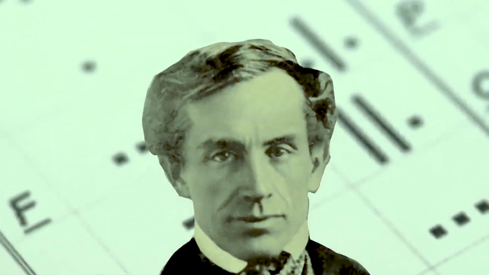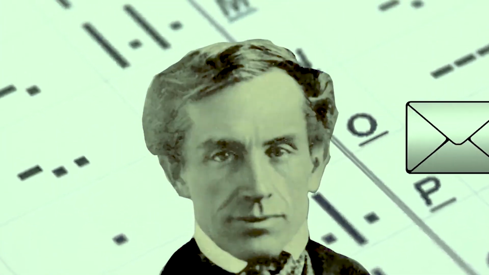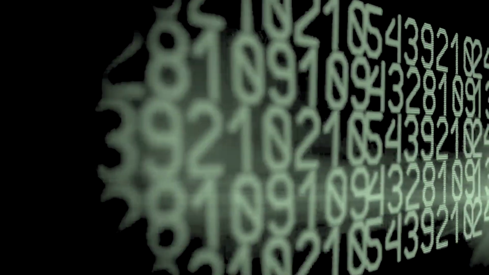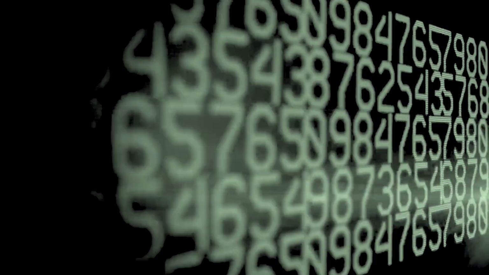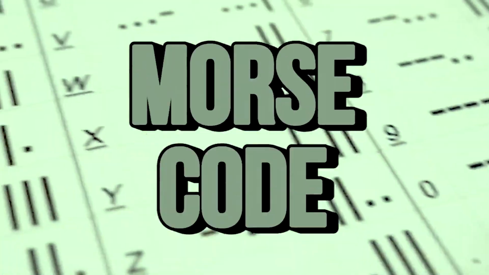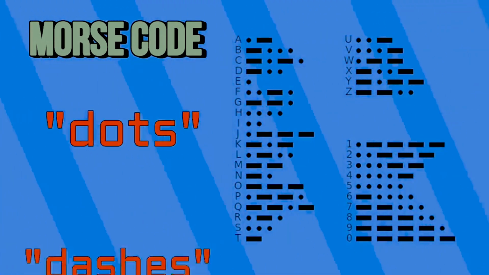A code was developed by none other than Samuel Morse to translate electrical pulses back into the original message. Originally, Morse's code only incorporated numbers, but Vail helped expand it to include letters and other characters. Morse code was born. The code assigned a sequence of short and long pulses to numbers and letters. Later, these pulses would be thought of as dots and dashes.